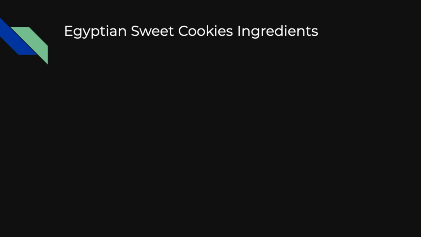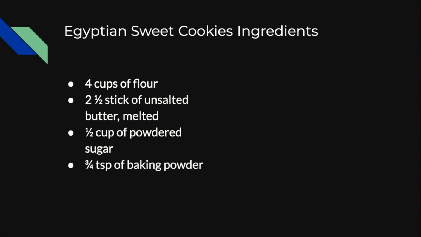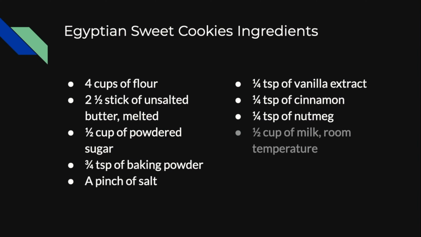If you'd like to try making this yourself along with me, you're going to need a few things. 4 cups of flour, 2.5 sticks of unsalted butter, melted, 1.5 cups of powdered sugar, 3/4 of a teaspoon of baking powder, a pinch of salt, 1/4 of a teaspoon of vanilla extract, 1/4 teaspoon of cinnamon, 1/4 teaspoon of nutmeg, and 1/2 cup of milk, room temperature.